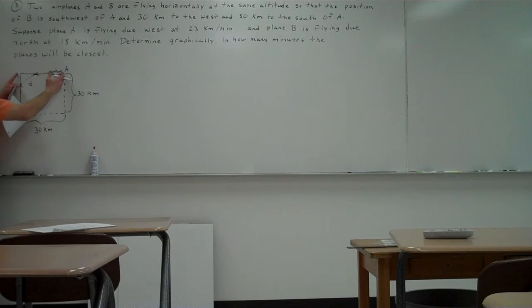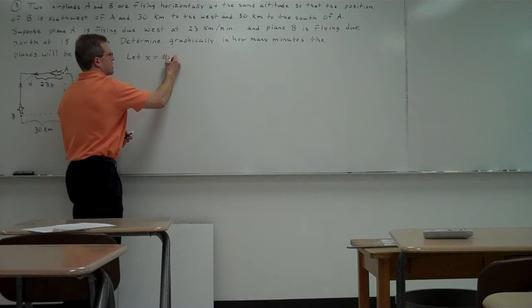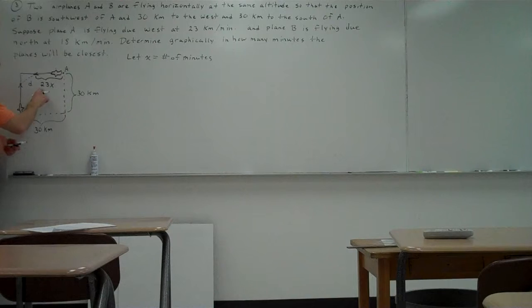23 kilometers per minute, right? This total distance was 30. This distance in black is 23 kilometers every minute. That's how fast the plane is traveling. So what would I do with the 30 and the 23 kilometers per minute? Maybe let me draw this a little bit better here. The plane's distance is rate times time, so it's 23 kilometers per minute. Let's let x equal the number of minutes. So this distance is 23x.